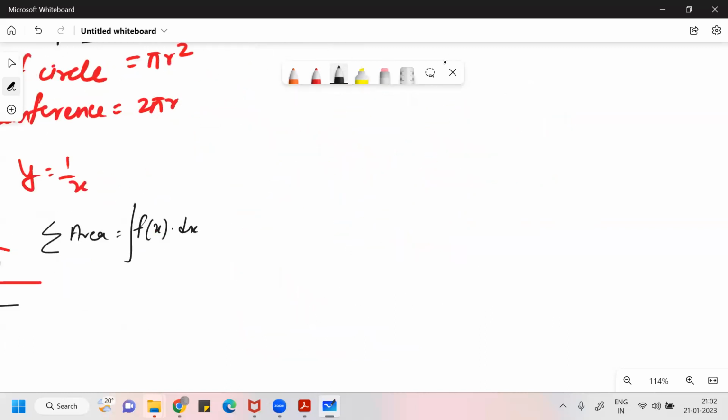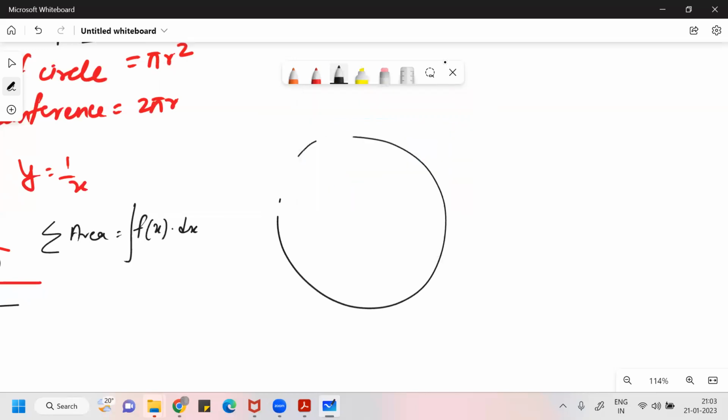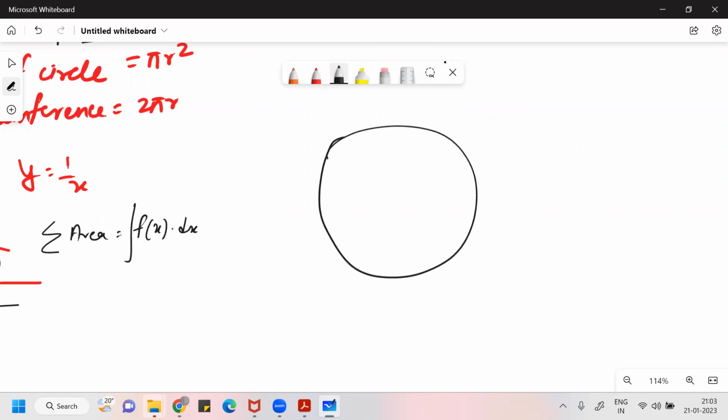When I talk about a circle, if this is a circle, although this does not look like a circle, so one minute, let me try to draw a proper circle. Imagine I draw a circle like this. You know the circumference of a circle is 2 pi r. How we got the circumference of the circle as 2 pi r, for the time being just think that you know it is 2 pi r.